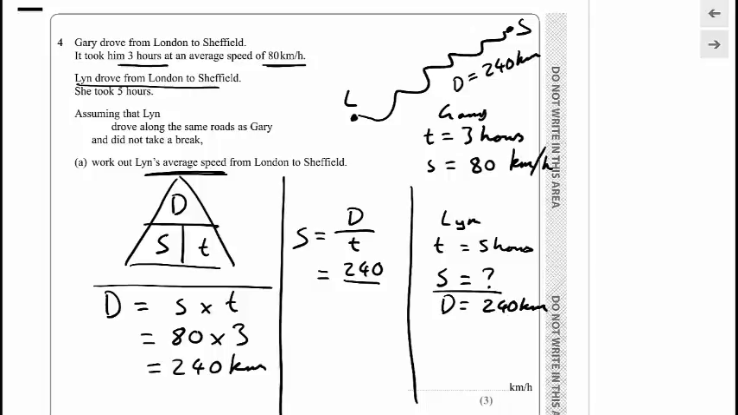Well, what was her time? Her time was 5 hours. So if we just divide through by 5, then that's equal to 240 divided by 5. Now this is a non-calculator paper, so how do we divide through by 5? Well, I do it by using fractions.